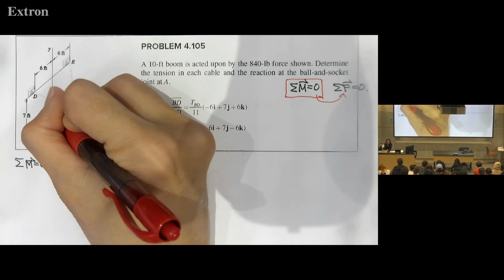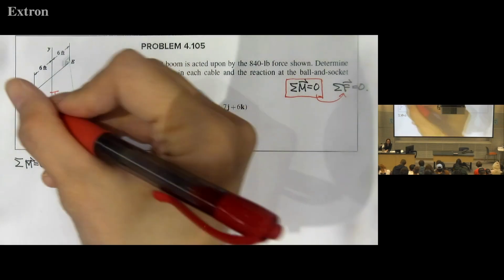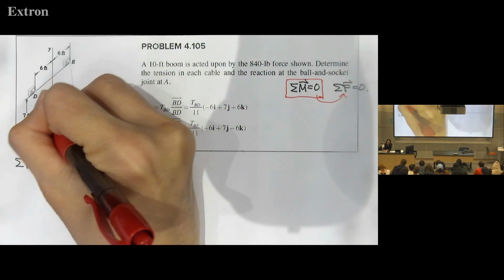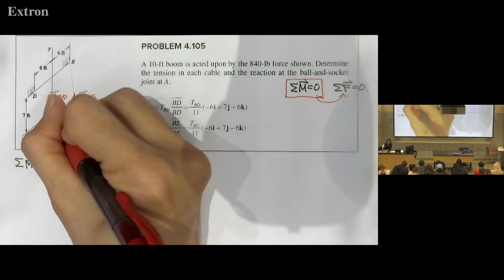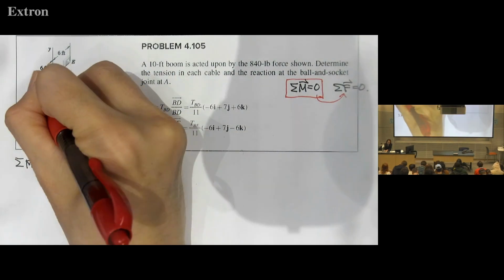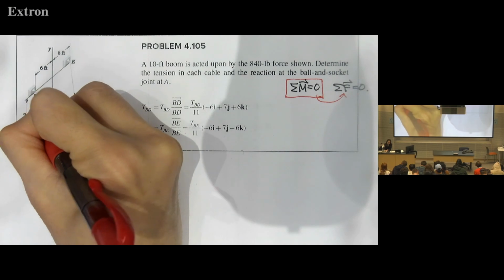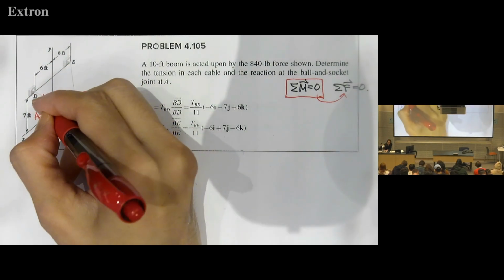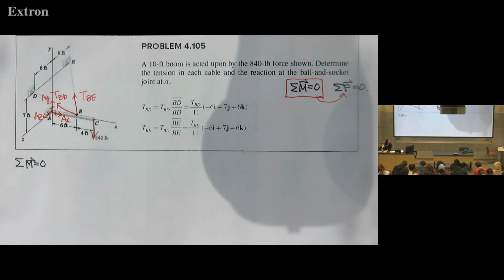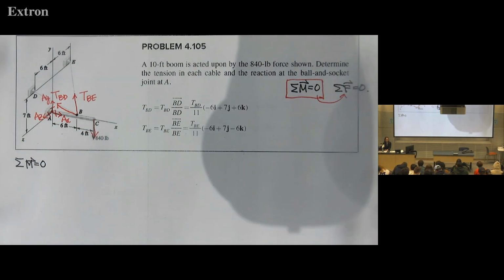And then at A is a 3D pin, so I use 3 forces, AX, AY, and AZ. I use broken lines to indicate the reactions. So this is the free body diagram for this problem.